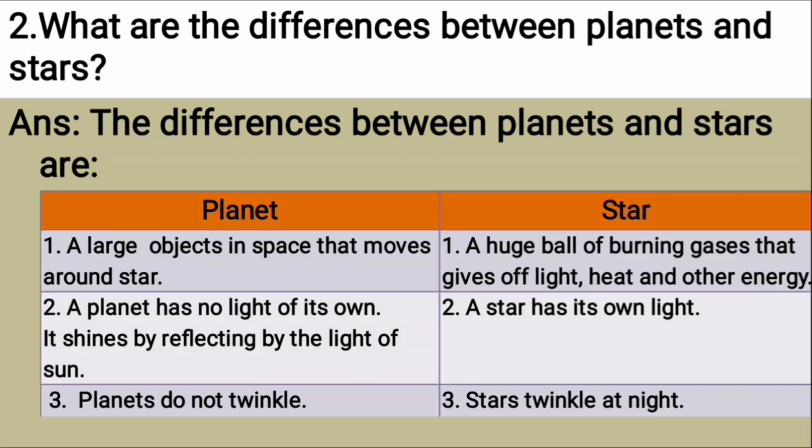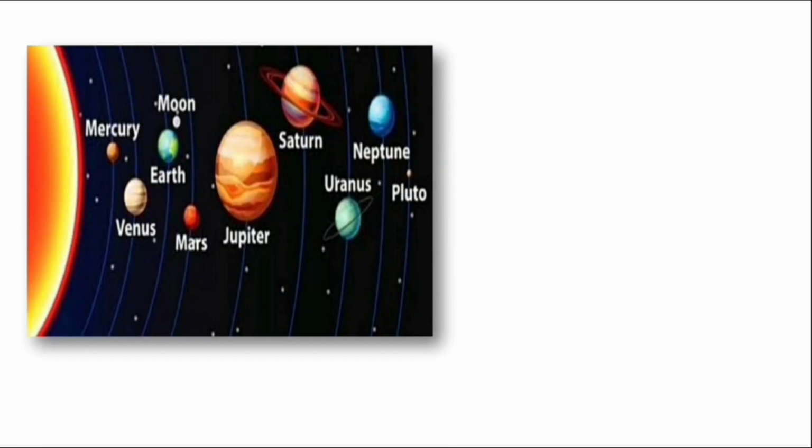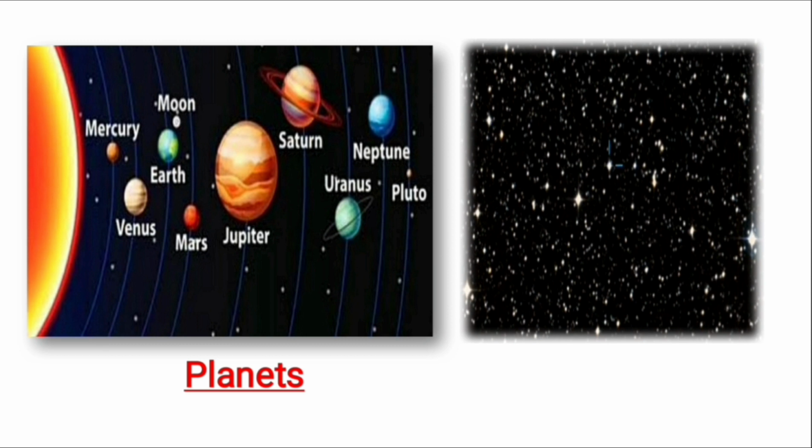Now, let's see the picture. In this picture, we can see different planets. And this picture is a picture of a night sky. And we can see lots of stars which are shining. Right, my dear?